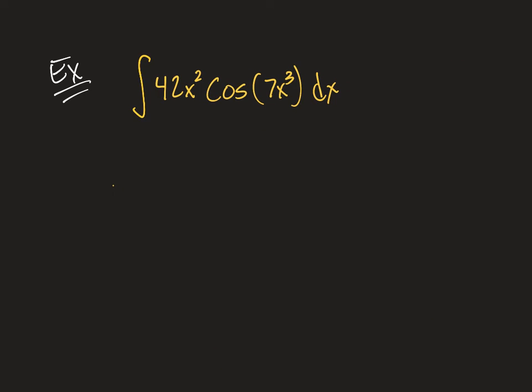In this example, we're going to find the antiderivative, or the indefinite integral, of 42x squared cosine of 7x cubed. This is a complicated function. It kind of looks like a product even. That's because it is a product. But there's also a composition. And you guessed it, this is a perfect candidate for u substitution.